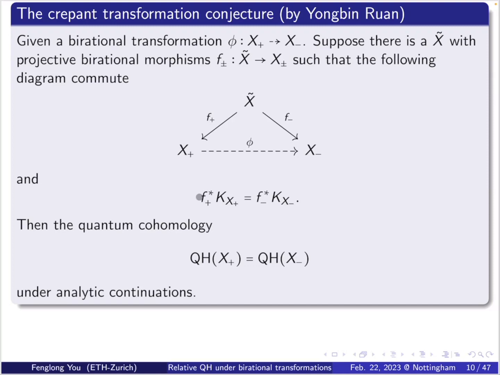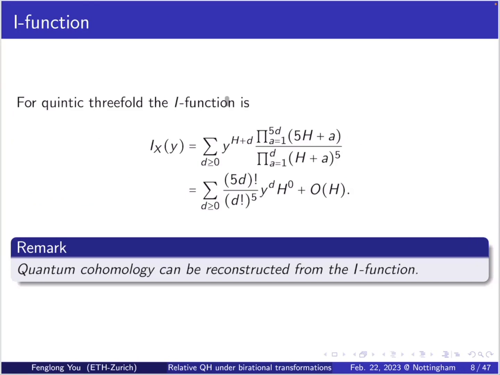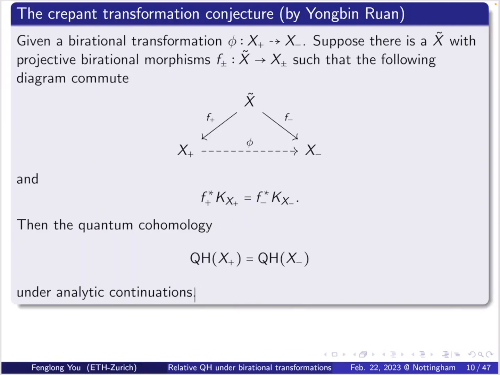Then the conjecture says that if we have a crepant transformation like this, then the quantum cohomology of X plus and X minus should be the same. Not exactly the same, but under some analytic continuation, these two quantum cohomologies will be the same. And since this quantum cohomology can be determined by the I-functions, which, if you remember from here, are some explicit hypergeometric functions, there's an analytic continuation that relates one I-function to the other I-function. That's basically how to prove the crepant transformation conjecture.